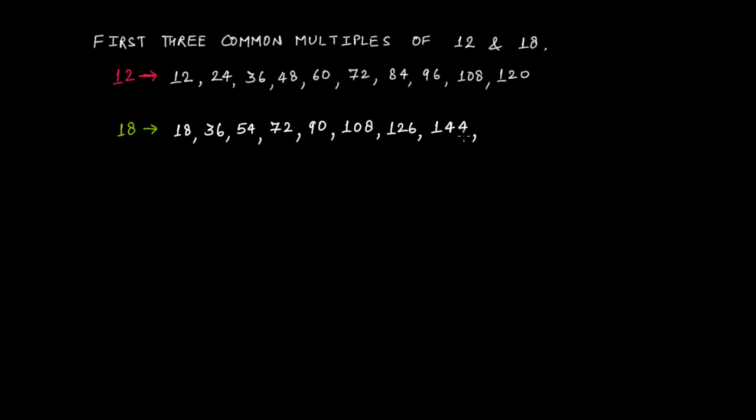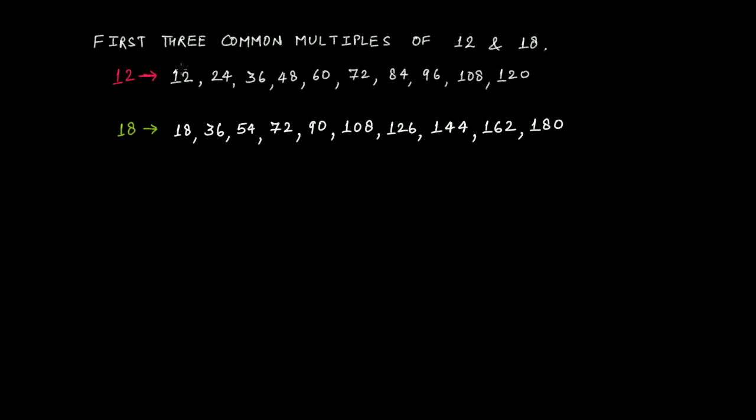18 times 9 will be 162. And then you will have 180, 18 times 10 will be 180. So these are the first 10 multiples of 18, and these are the first 10 multiples of 12.